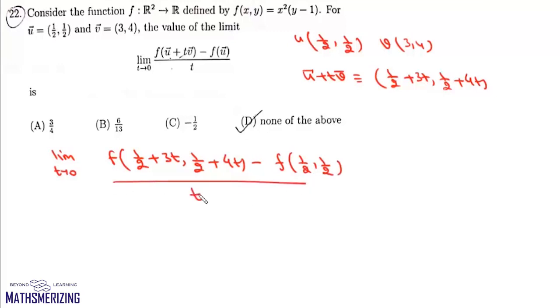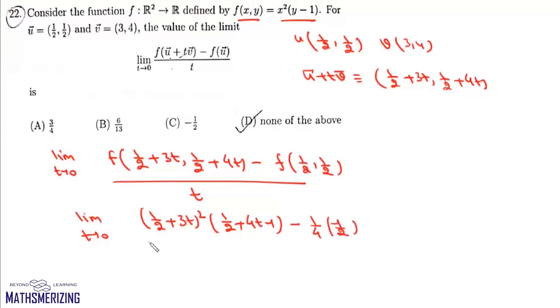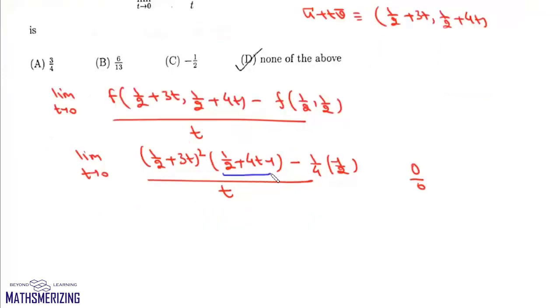upon t. Now f of x y is x square into y minus 1. So we can write this as the limit as t tends to 0 of 1 by 2 plus 3t whole square into 1 by 2 plus 4t minus 1, and then minus 1 by 4 into minus 1 by 2, upon t, which is the 0 upon 0 form. Now before taking L'Hopital's rule, we'll write this as 4t minus 1 by 2. Now we'll differentiate the numerator and denominator separately.